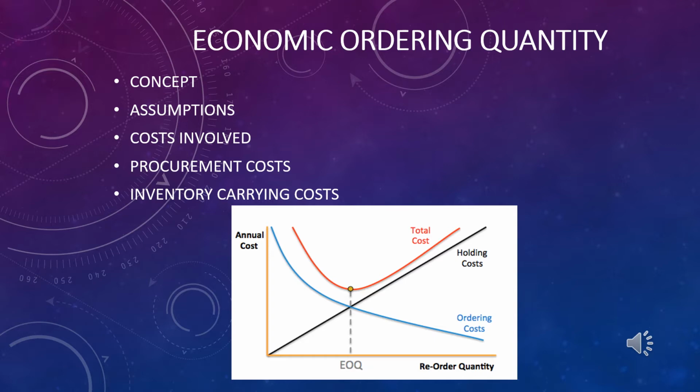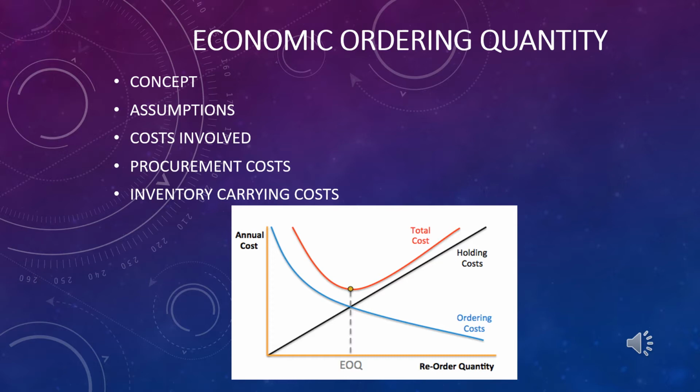This particular economic ordering quantity model was developed initially by Ford Harris, and it has been refined over the period of time. The basic assumptions of the model are that the demand of the item occurs uniformly over the period at a known rate.